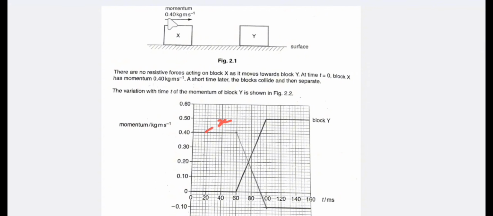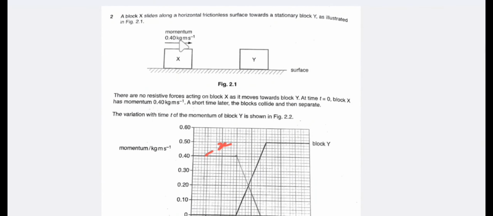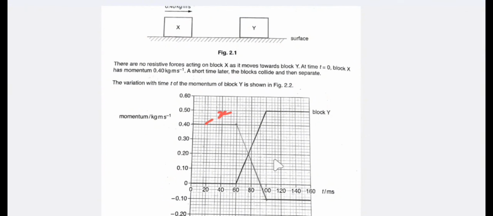And so for X, we know that initially it has a momentum of 0.40 kg meter per second. So before the collision, the collision occurs at this time. Before collision, it has a momentum of 0.40. And we know that momentum is always conserved, and since momentum is always conserved, the momentum before collision must be equal to the momentum after collision.